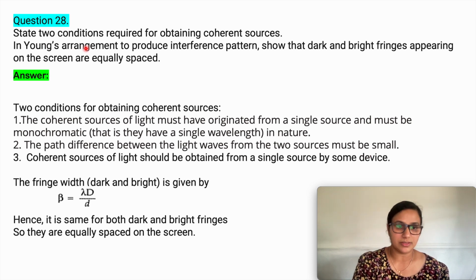And for the second part of this question, we know that the fringe width for dark and bright bands is given by β is equal to λD by d, and it is the same for both dark and bright fringes, so they are equally spaced on the screen.